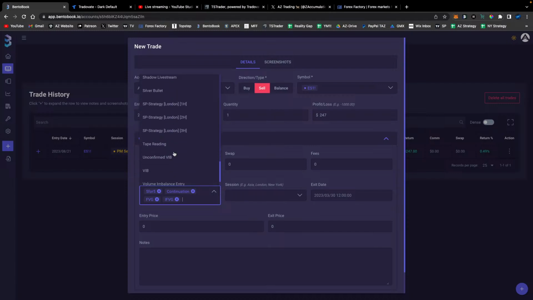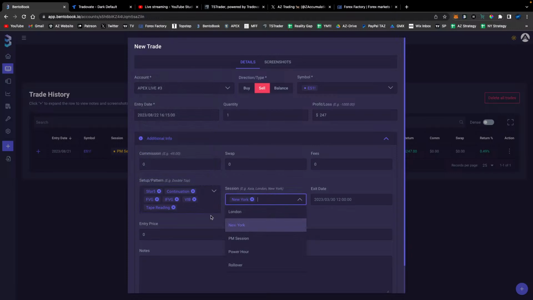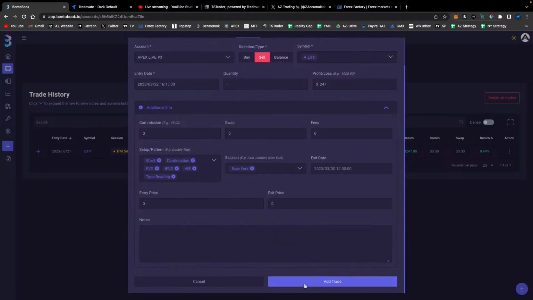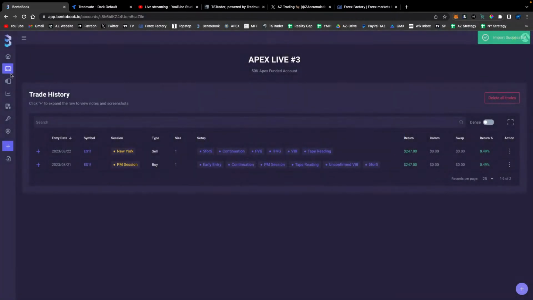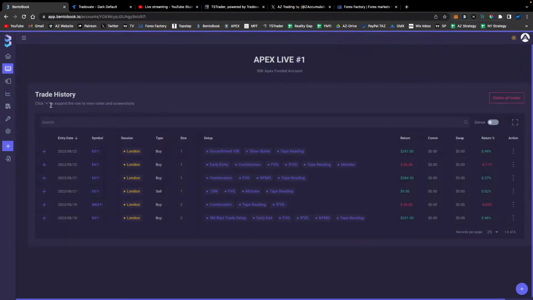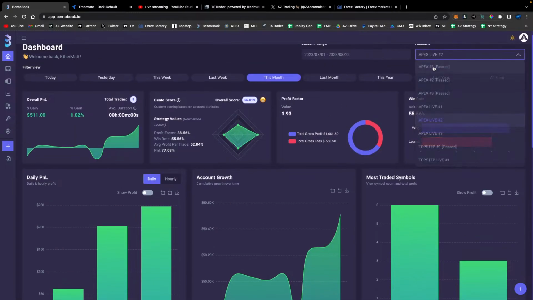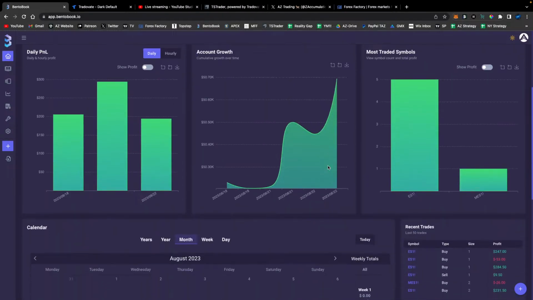Where do we have it? Volume imbalance, tape reading, done. New York session. Add trade. Nice, the count is coming along nicely. No red days so far on any of my Apex accounts this week, so I don't want to be calling it and then have bad luck for the rest of the week. But yeah, it's been going pretty well.